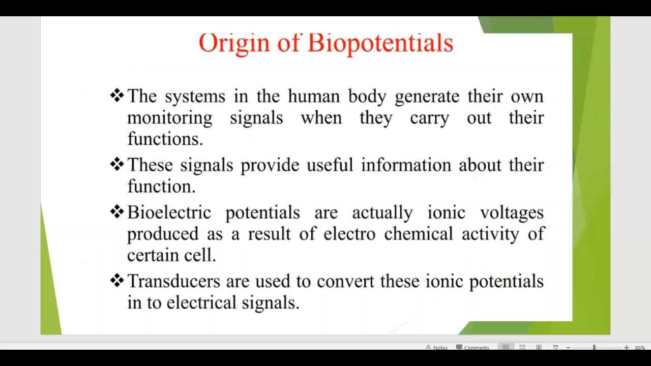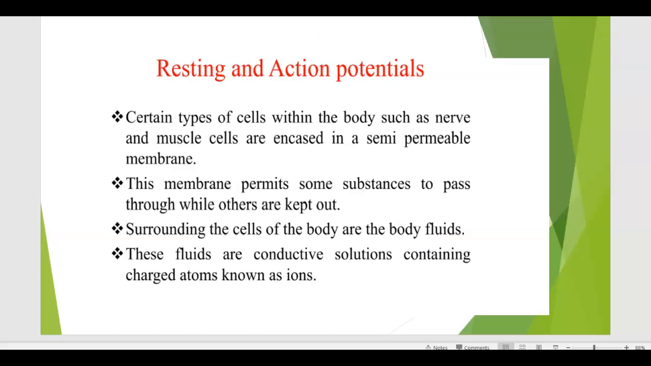Origin of biopotentials. The systems in the human body generate their own monitoring signals when they carry out their functions. These signals provide useful information about their function. Bioelectric potentials are actually ionic voltages produced as a result of electrochemical activity of certain cells. Transducers are used to convert these ionic potentials into electrical signals. There are two types of potentials: one is resting potential and the other is action potential.